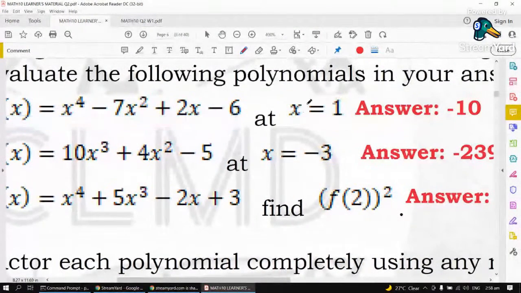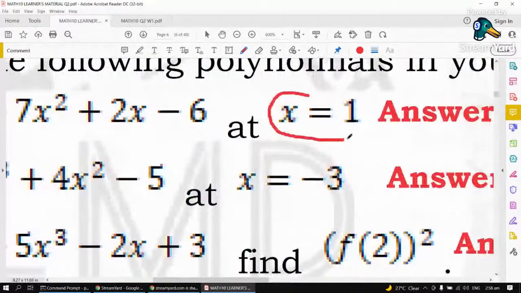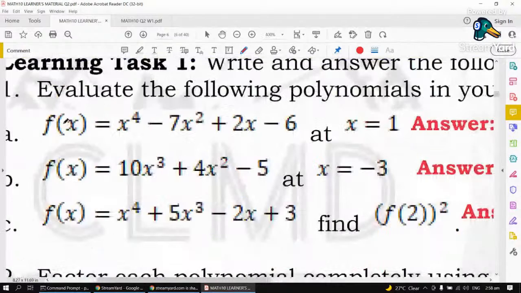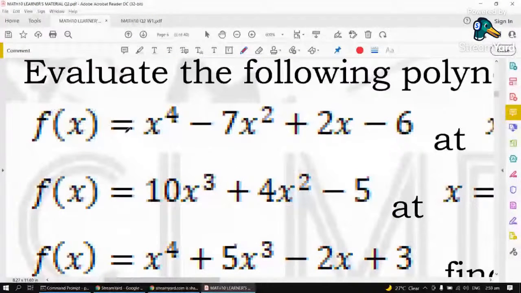So, pag sinabing at x is equal to 1, ibig sabihin, lahat ng x, papalitan natin ng 1. Pag naging 1 to the 4th power, 1 times 1 times 1, magiging 1 to. And then, itong x squared na to, pag naging 1 tong x na to, 1 times 1 is 1, times negative 7 is negative 7. And then, pag naging 1 to, 1 times 2 is 1 times positive 2 is positive 2.